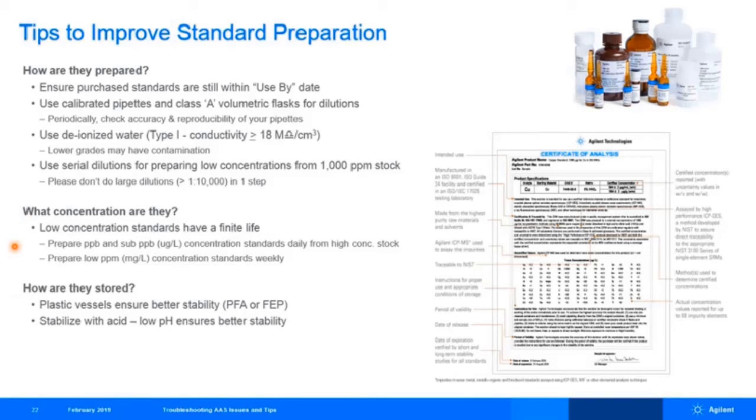We also have to think about the concentration levels that our standards have been prepared in. Particularly if you're working at trace levels, at ppb levels, or even at sub-ppb levels, it's critical that we prepare those low concentration standards fresh every time you run your instrument. That might be every day, it might be once a week, depending on your workload. But at those low ppb levels, the stability of standards can be poor. And that's why it's recommended that you prepare those trace level standards fresh every time you run your instrument.